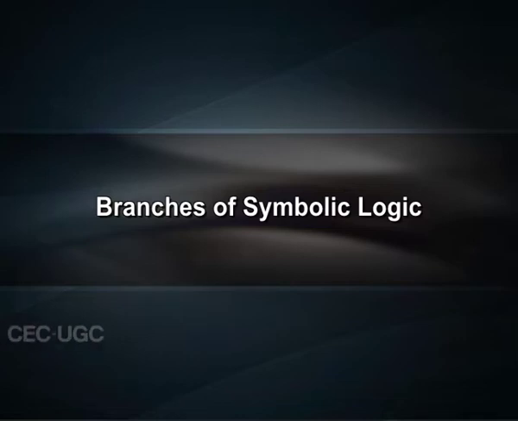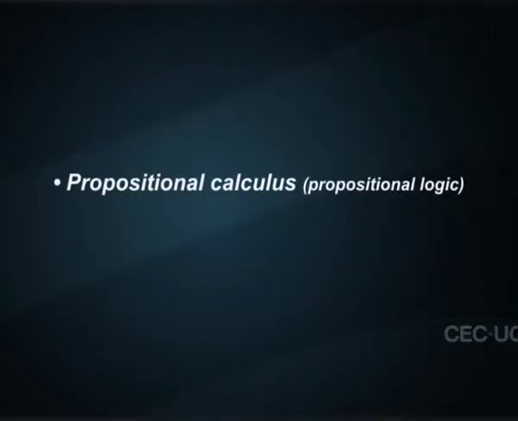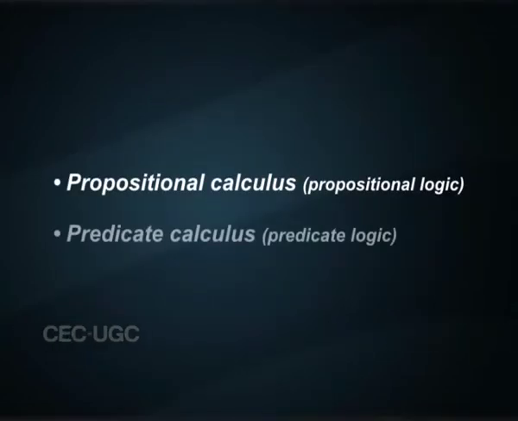Branches of symbolic logic. Symbolic logic chiefly consists of two divisions: one, propositional calculus or propositional logic, and second, predicate calculus or predicate logic. The fundamental difference between the two lies in the analysis of the structure of propositions. Propositional calculus or logic is usually taken as the starting point for the study of symbolic logic. In this branch of logic, we take propositions as the basic unit, but it does not break down and analyze the internal structure of the propositions.